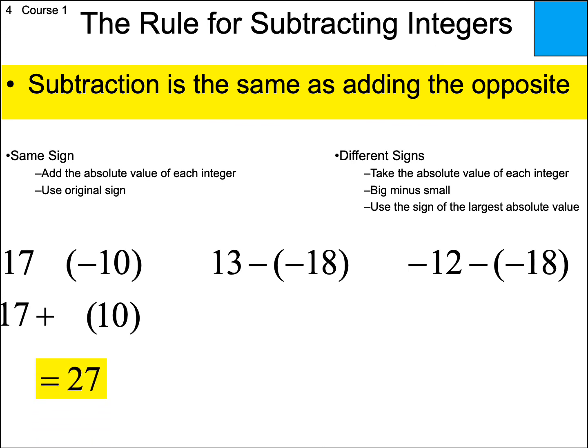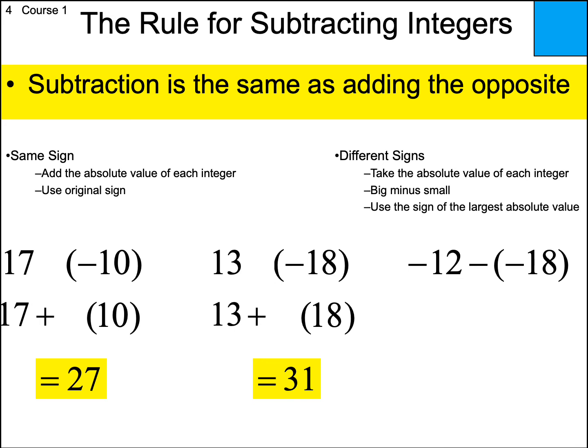Middle one. 13 minus negative 18. Get rid of the first minus sign. Turn it to addition. 13 plus the opposite of negative 18, positive 18. Same signs, absolute value of both 13 and 18. Add them. 13 and 18 is 31. I'm adding positive values, so therefore the answer is positive.